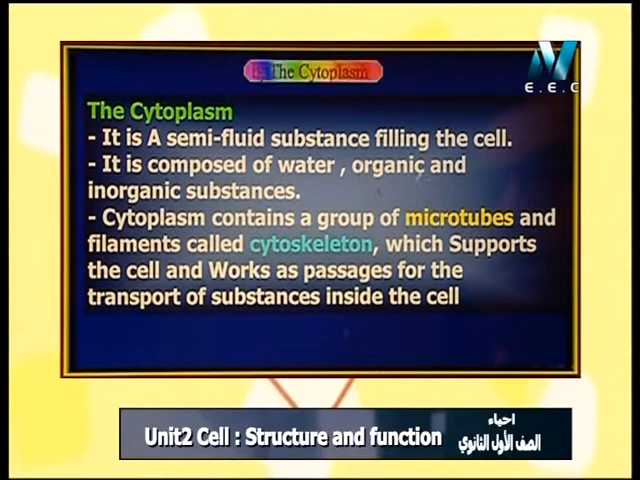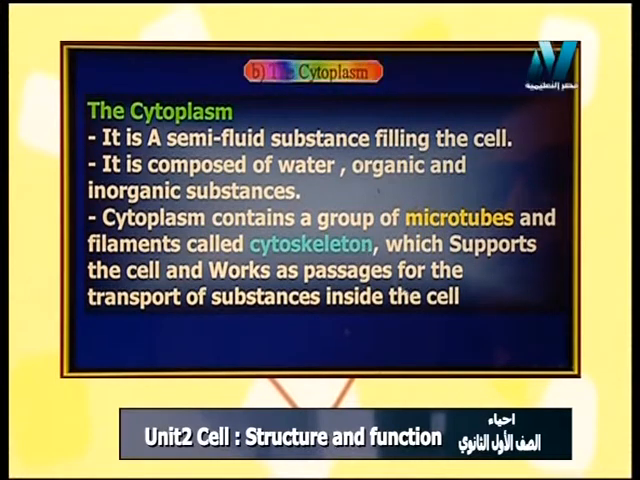نيجي جوه النيوكليوس، احنا قلنا ذا بروتوبلازم، قلنا جوه السيل حاجتين، بروتوبلازم which is made of cytoplasm and nucleus. اتكلمنا عن النيوكليوس وقلنا نيوكلير ممبرين ونيوكليوبلازم وكروماتين ريتيكولوم and nucleolus. لكن دلوقتي عن السيتوبلازم, it is a semi-fluid substance filling the cell. It is composed of water, organic and inorganic substances.